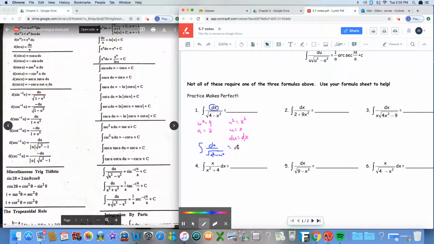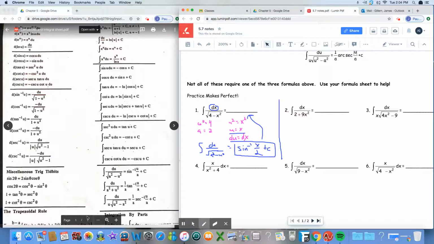It is equal to inverse sine of u. Well, what's u? U is right there. U is x over a, which is 2, plus c. And there is my answer: inverse sine of x over 2 plus c. That's what goes right there. You're probably thinking right now, what did you just do, Mr. Geller? Well, the more you watch of this, I think you'll start to pick up.